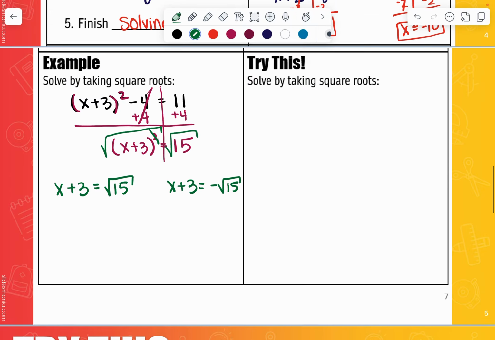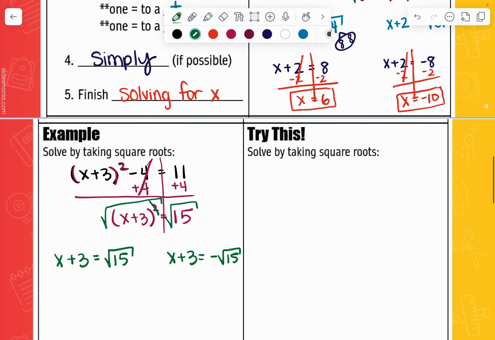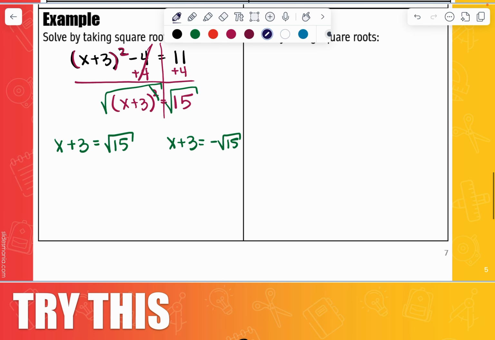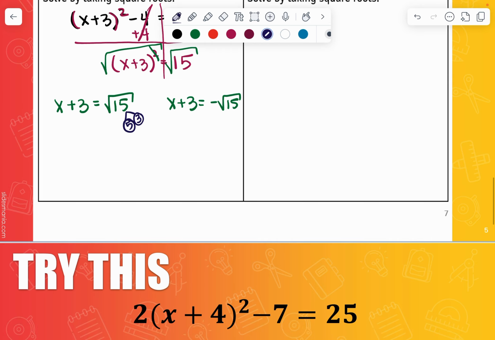Next, we are going to think about simplifying our equation or our square root. So let's think about 15. 15 is 5 times 3. There are no pairs when we are trying to simplify that. So unfortunately, this one we just leave as x plus 3 equals the square root of 15, and x plus 3 equals the negative square root of 15.